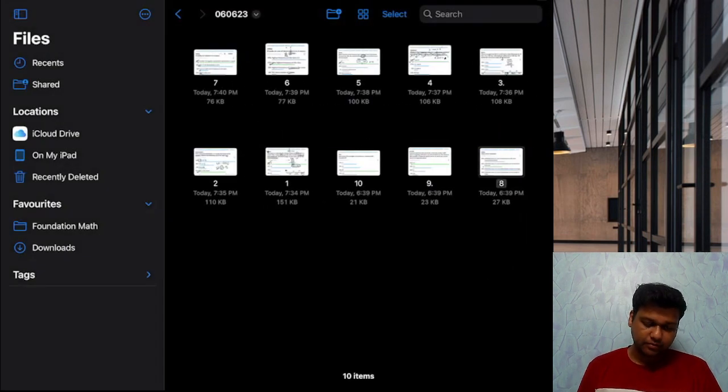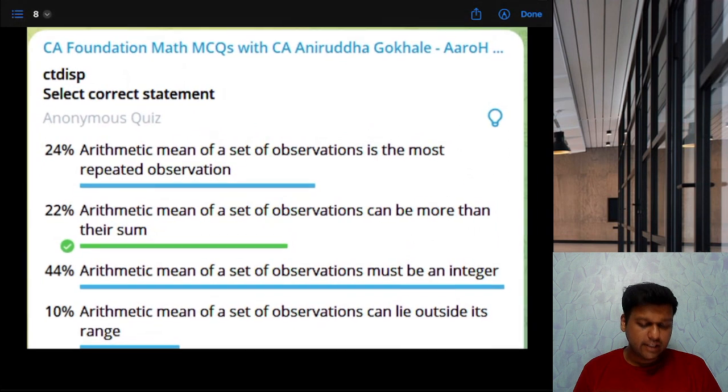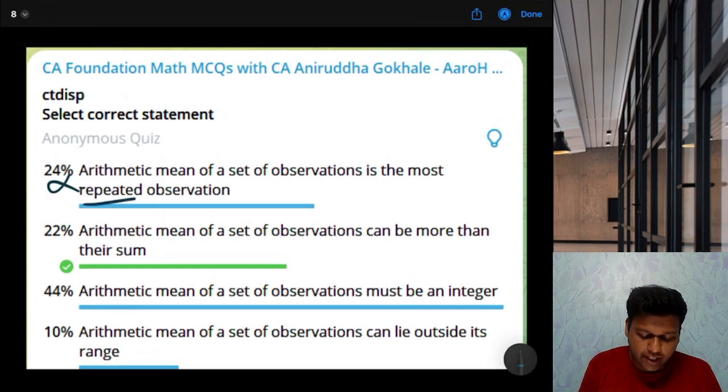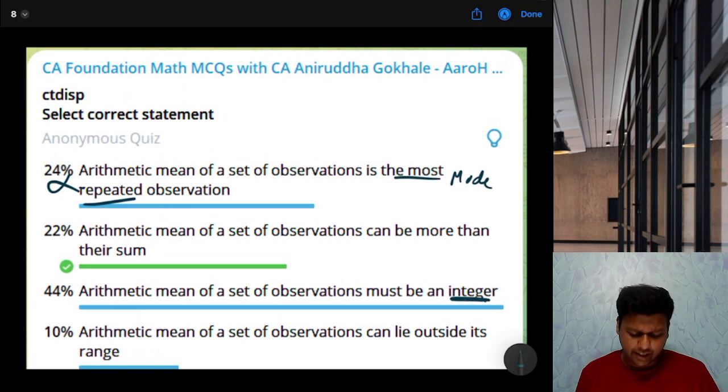8th, select correct statement. Arithmetic mean of a set of observations is the most repeated observation. That is not correct because most repeated is mode, right? Let's see 3, 4, 5 first. Arithmetic mean of a set of observations must be an integer. That is not correct, right? Because if you have 2 and 3, arithmetic mean will be 2.5, which is not an integer.